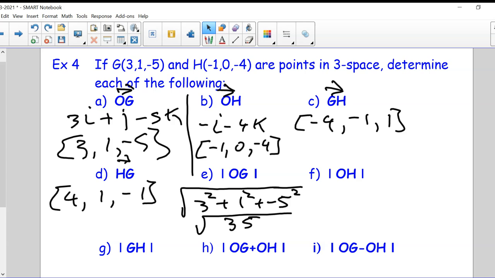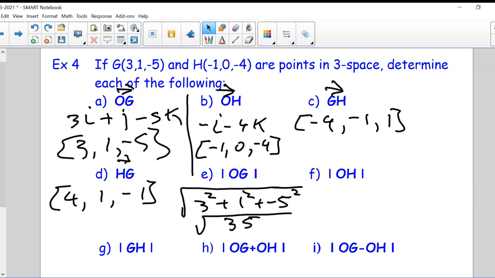So that's the distance, and I leave it in that form, right? If it can be simplified, I should simplify it, but I don't know any perfect squares that are multiples of 35. So I'm going to leave it as the square root of 35. It's always best to leave it in what we call exact form.